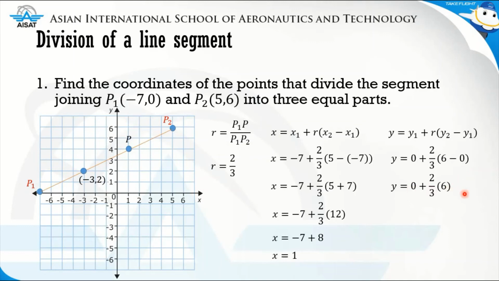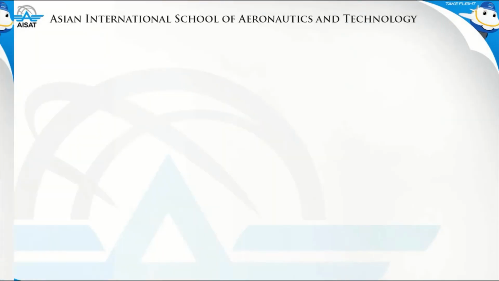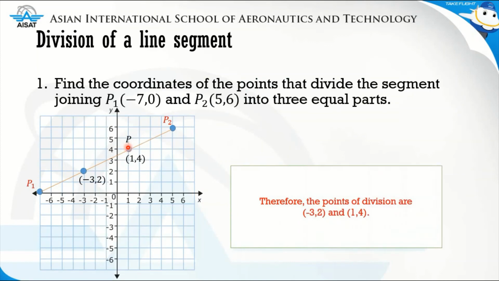So next is multiplying 2/3 by 6. So that's 2 times 6, that's 12. Dividing it by 3, we'll get 4. So 0 plus 4 is 4. So that means for this point of division, the coordinates of P is 1, 4. Therefore, the points of divisions are negative 3, 2, and 1, 4.